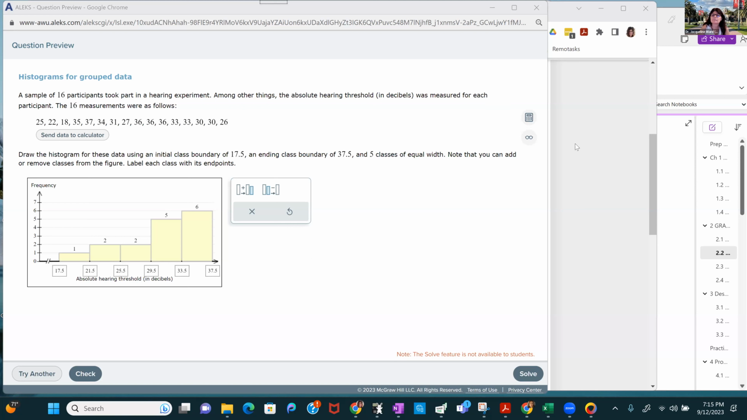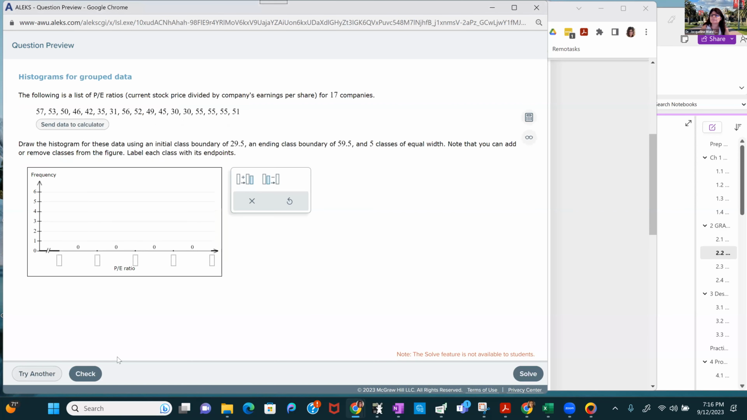All right, so let's try another one. Let's do one of the other types. All right. So this one gives you an initial class boundary of 59.5 and a class width of 5. And here we have heights in inches of 19 male adults. Draw the histogram.